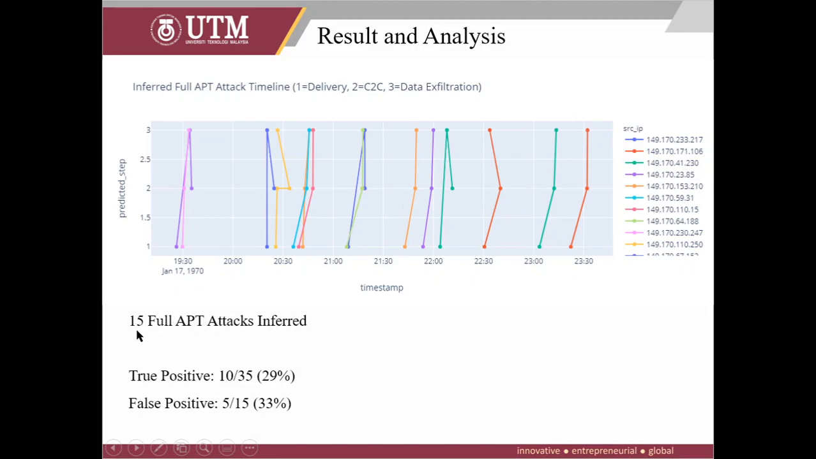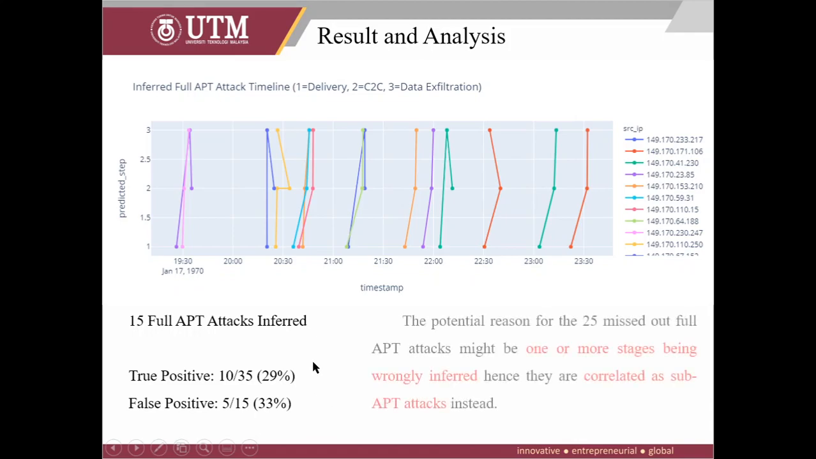So 15 full APT attacks are being inferred or classified by our detection system. 10 are correct, and 5 are wrong. We want to analyze further what the potential reason is that caused 25 of them not to be classified as full APT attacks. It might be that one or more stages are being wrongly inferred.